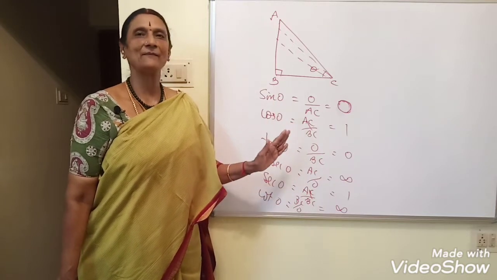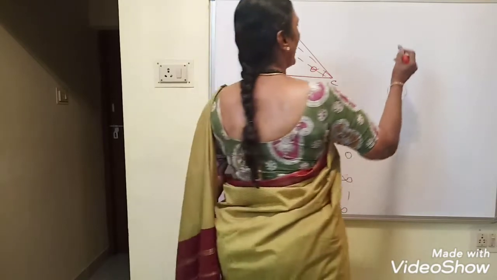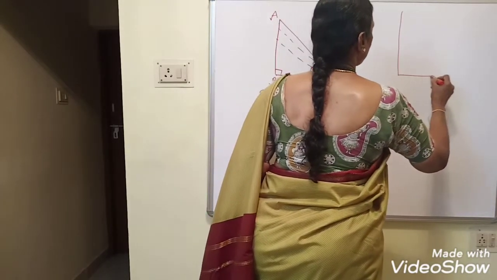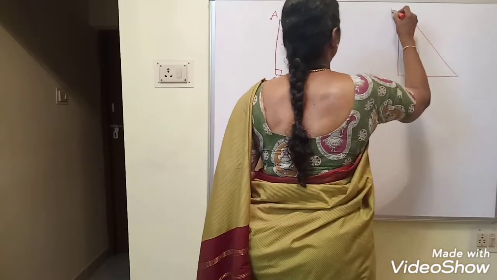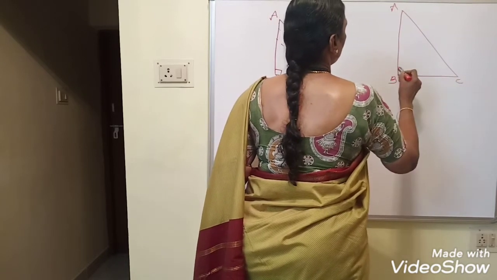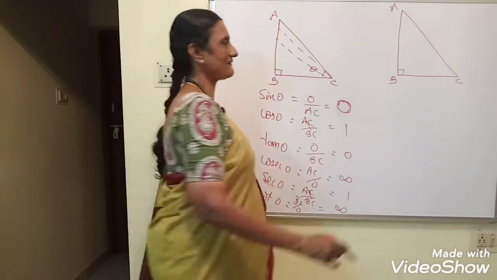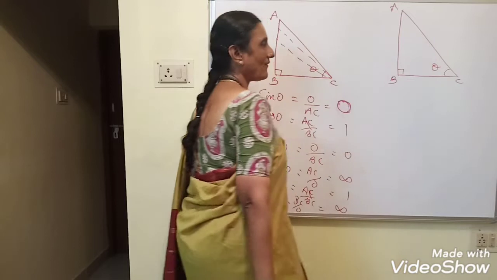Now let us examine the values for 90 degrees. So when we have the 90 degrees, theta value becomes 90 degrees. I want you to draw one more right triangle. Let it be triangle ABC and angle B is 90 degrees. So this is the right triangle. C is marked as theta degrees.